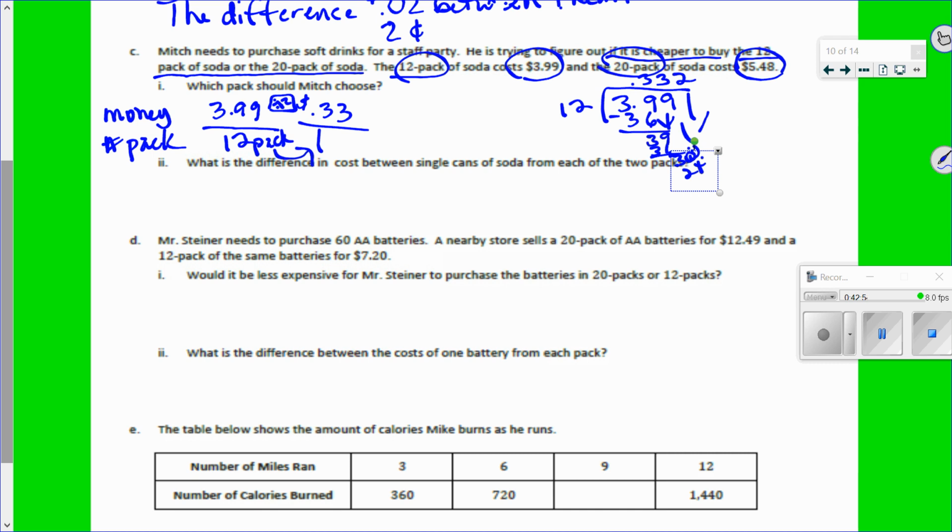All right, let's look at the next one. So if I have 548 for the pack of 20, what do I need to do? I want 1.